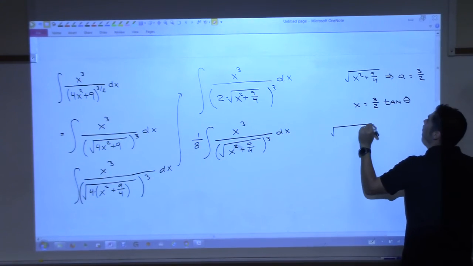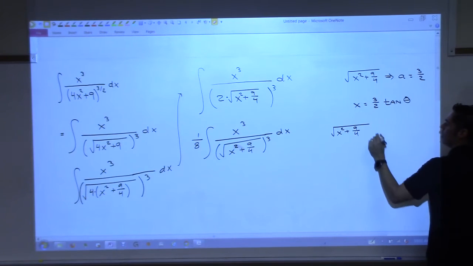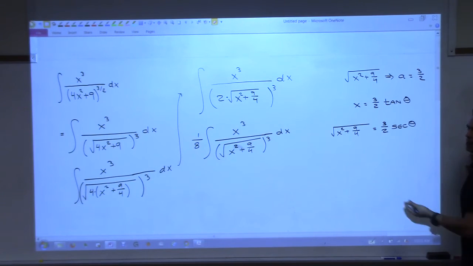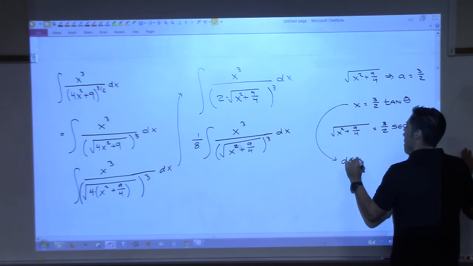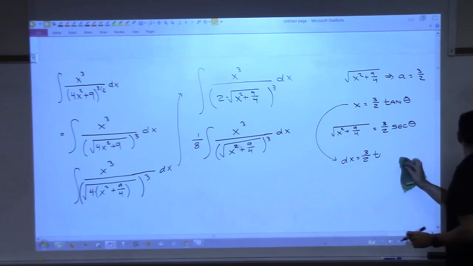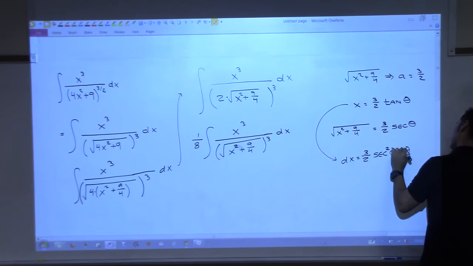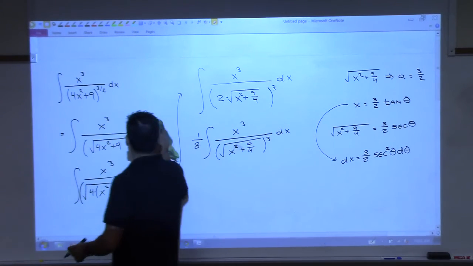The square root of x squared plus 9/4 is going to be equal to 3/2 secant theta, because we know this. And then dx, we can get from this, is 3/2 secant, not tangent, secant squared theta. Okay. And now we get to rewrite it all, right? Here we go.